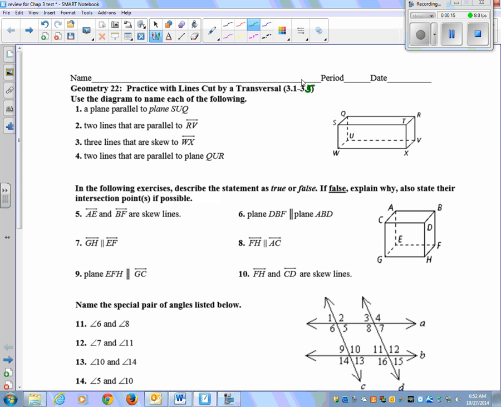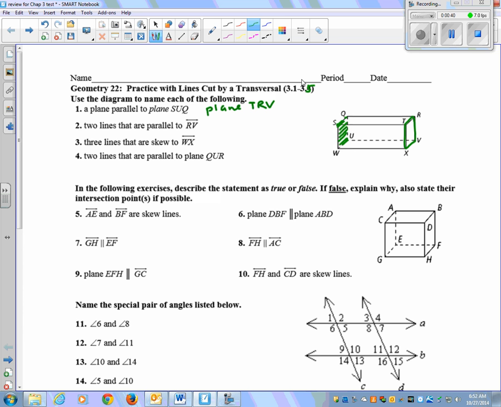We skipped 3.4. A plane parallel to plane SUQ. The plane that contains that is here. So a plane parallel to that would be the other side. So this side of the box, we only need 3 letters, so plane TRV.